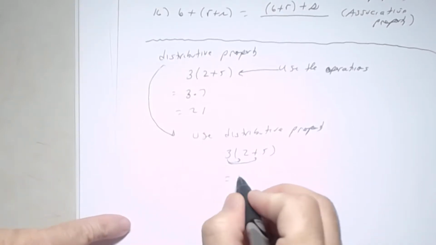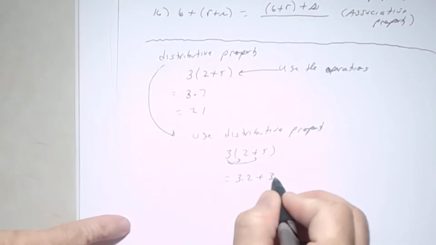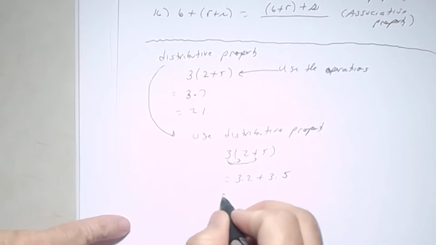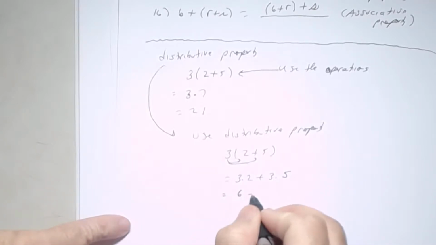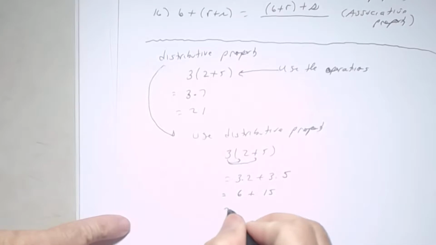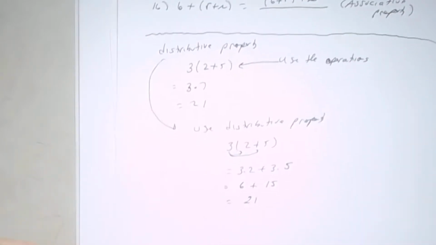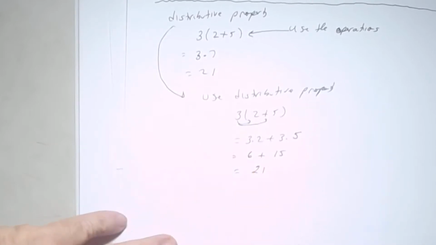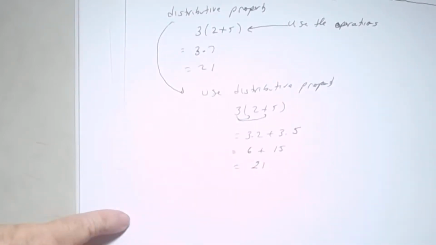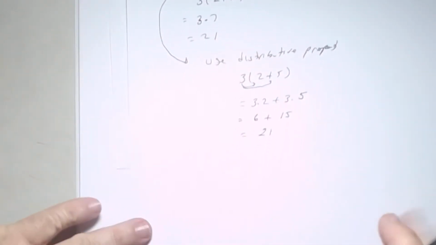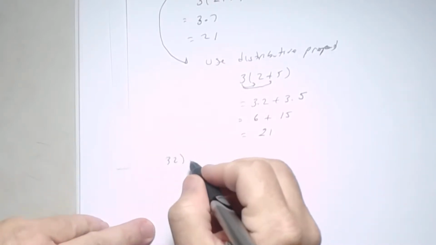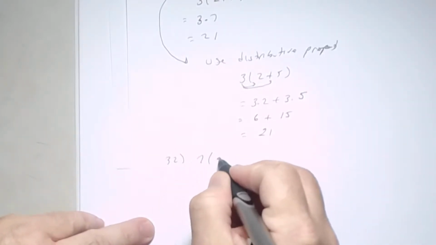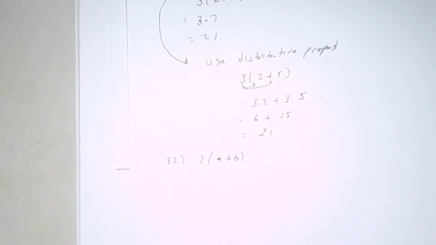So you're basically saying 3 times 2 plus 3 times what? 5. And 3 times 2 is 6. 3 times 5 is 15, and you still get 21. Okay? So that's the distributive property. So everything inside the parentheses has to be multiplied by what's on the outside. And so when you look at number 32, you have 7 times A plus B.